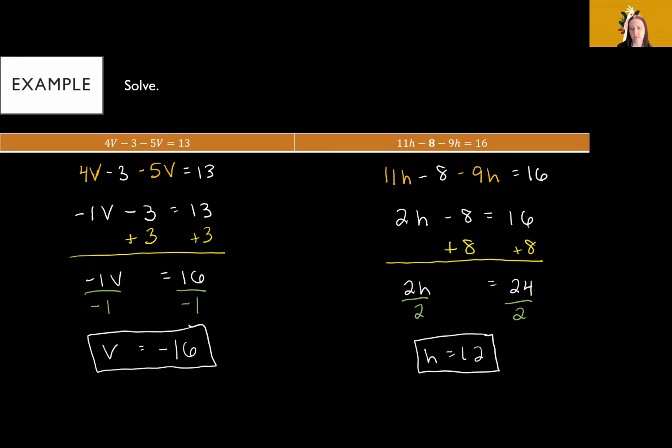Will you ever have, like in the first one, a negative variable? Or do you need to always make it positive? Your final answer, you always need to have the variable positive. Okay. Because I had a negative in front of my b, I had to divide by a -1 to make it a positive b.